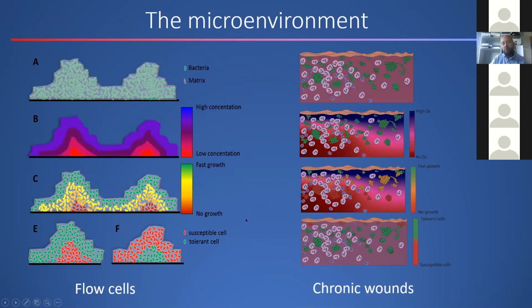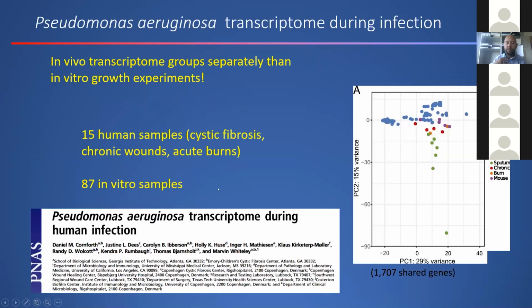But the microenvironment in the chronic wound is different because here we have the surface, which already from up here causes the gradients of oxygen and nutrients, and then the fast growth is only on the surface. Then we have slow growth or no growth at all within the wound. So we have a lot of dormant bacteria, a lot of tolerant cells, and mainly because it's actually the neutrophils that can suffocate the bacteria by using the oxygen.